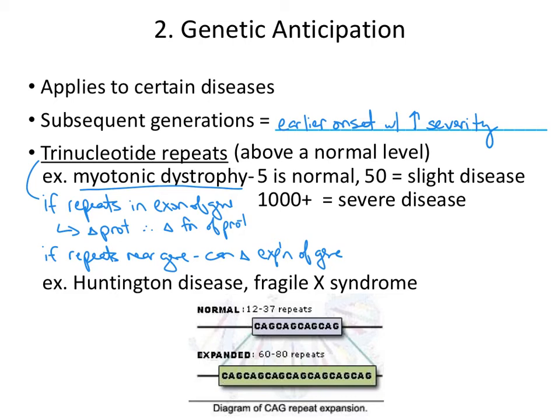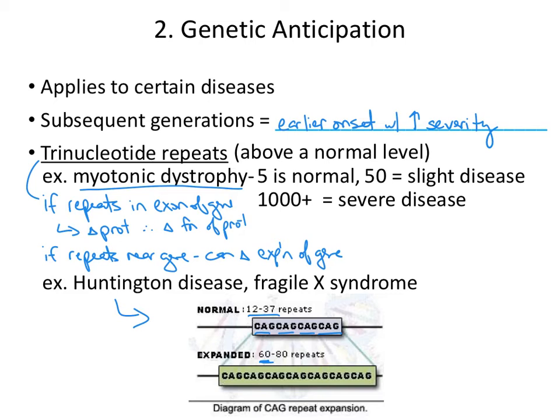Huntington disease and Fragile X also have genetic anticipation. So this example here is Huntington disease. Now you see CAG, CAG, CAG, CAG. In normal individuals that are wild type, quote unquote, there are 12 to 37 repeats. When that is expanded to at least 60, that's when you have Huntington's disease. And with Fragile X, you end up with more fragile sites each time. As inherited, it gets worse.